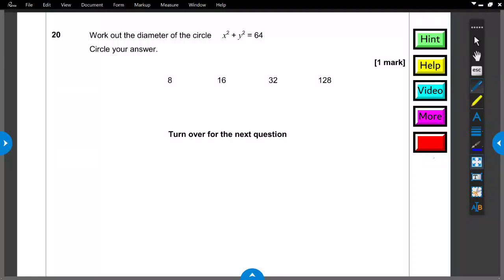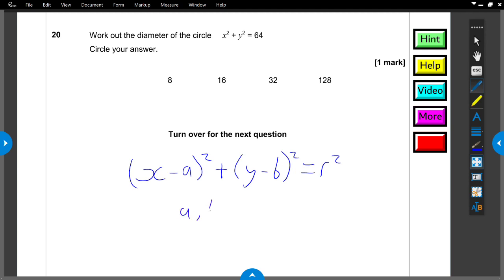This question is really easy if you know the equation of a circle. So (x minus something) all squared, add (y minus something else) all squared, that's equal to r squared, where r is the radius. AB is the centre of a circle.